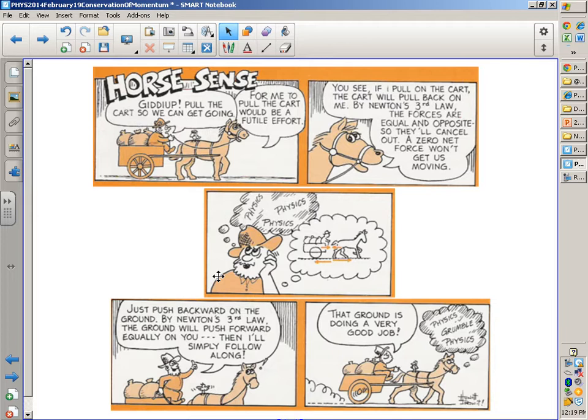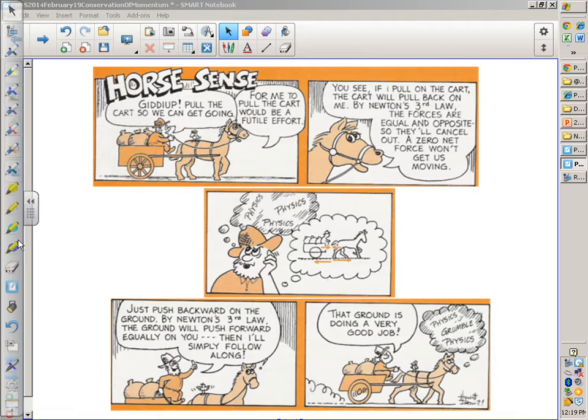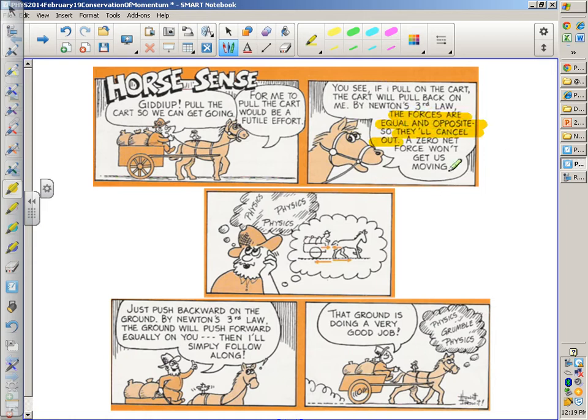Okay. So, in the first frame, it says the farmer has got his horse hitched up to the wagon, and he says, "Giddy up, pull this cart so we can get going." And the horse says, "No can do. You see, if I pull on the cart, it will pull back on me. By Newton's third law, forces are equal and opposite, so they will cancel. A net force of 0 won't get us going."